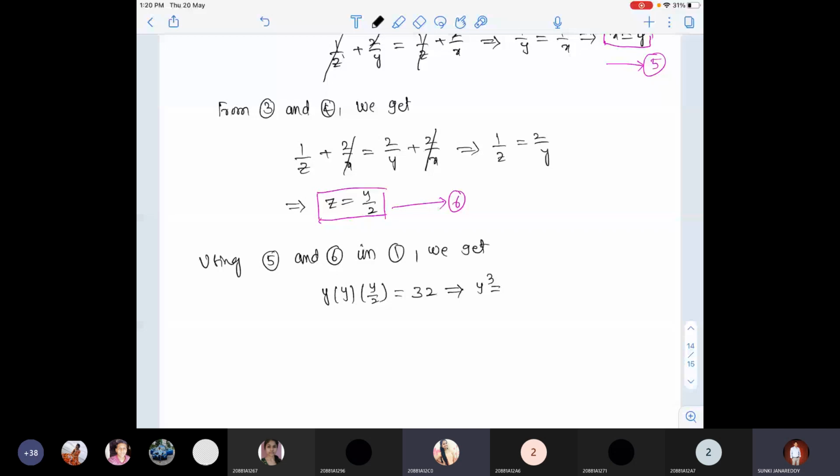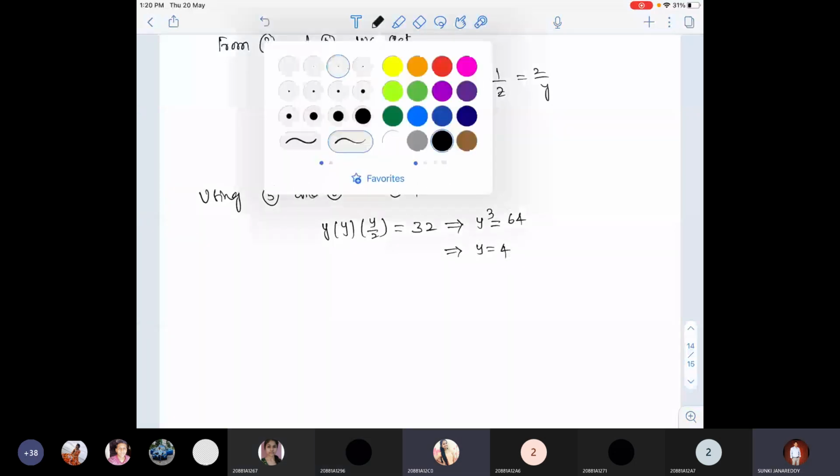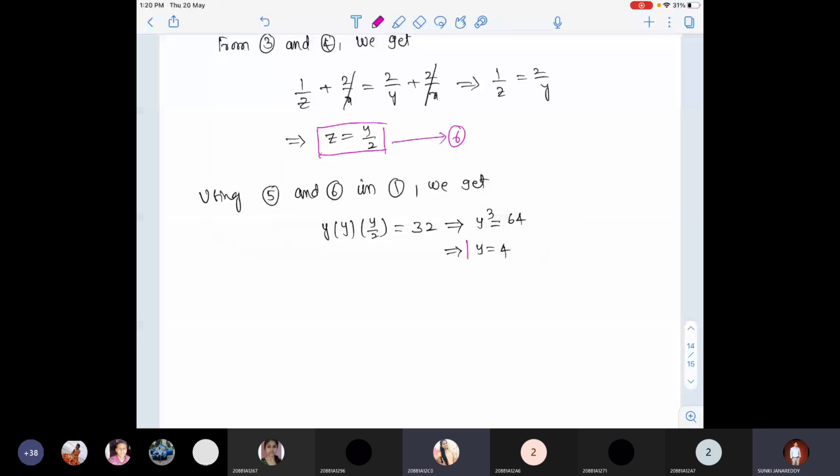Y cube is equal to, by cross multiplication, 2 into 32, that is equal to 64. 64 means 4 cube is equal to 64. Then y is equal to 4. Here y is equal to 4 means x is equal to 4. x equal to y, that condition we already know.